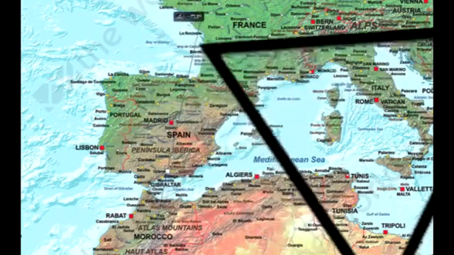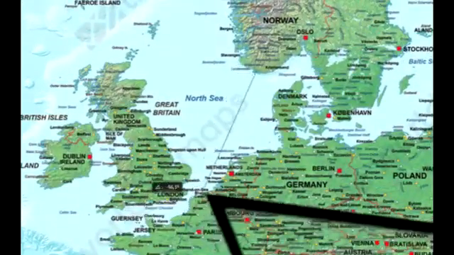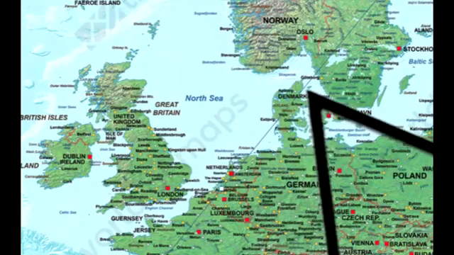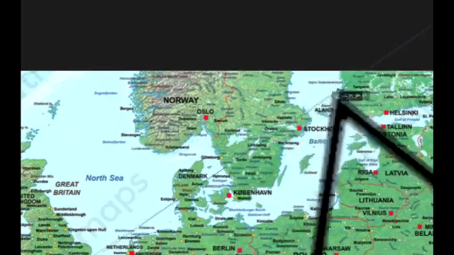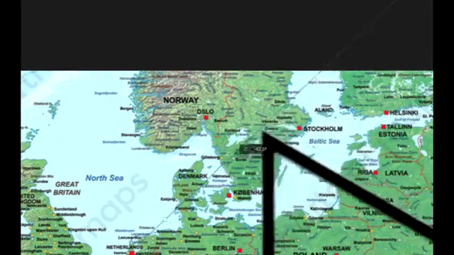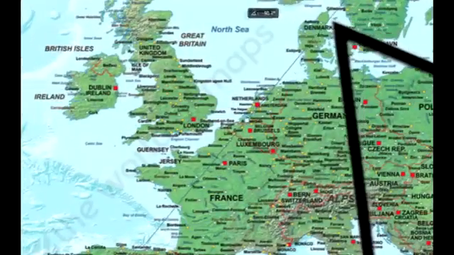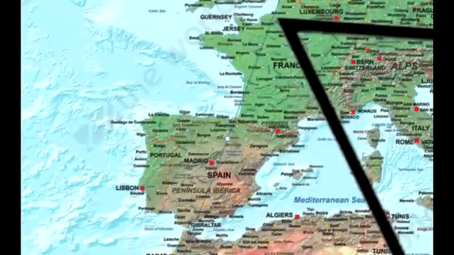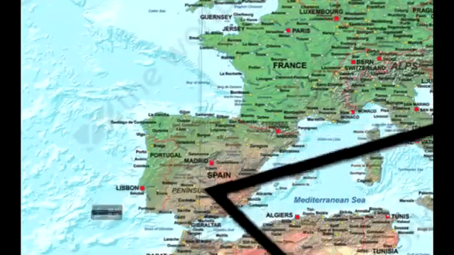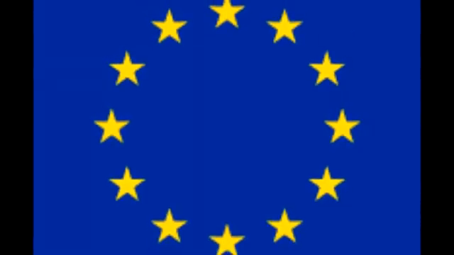Madrid, Paris, Brussels, Amsterdam, Copenhagen, Stockholm, Helsinki. Let's turn that around. Stockholm, Copenhagen. All the capital cities seem to be situated in this circle. And back to Gibraltar. So let's take a look at the emblem of the European Union.